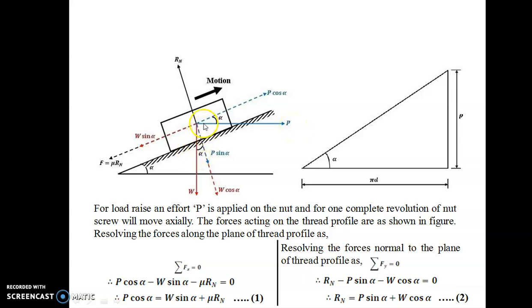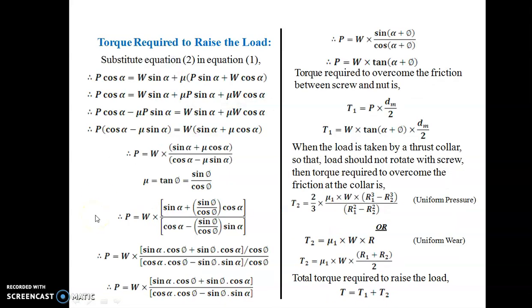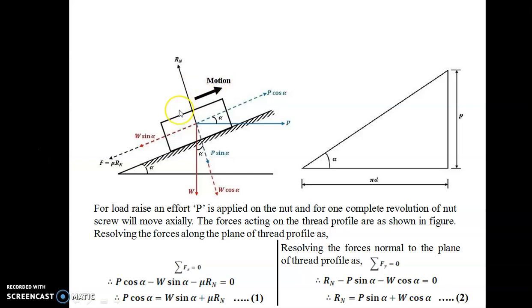So first we'll see W is acting through CG, which is in a downward direction. As object is sliding on the surface, surface will provide reaction, and this reaction is in a vertically upward direction. We want to raise the load, so frictional force will act in the opposite direction, and it is shown by mu Rn.